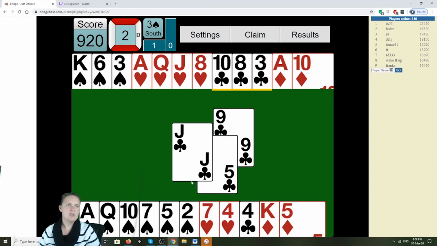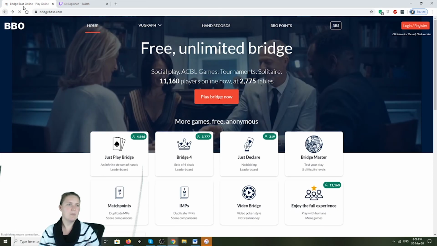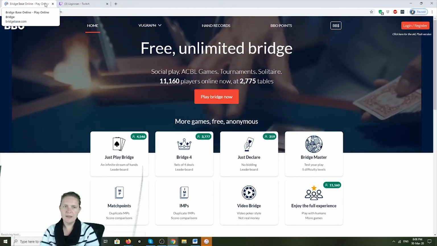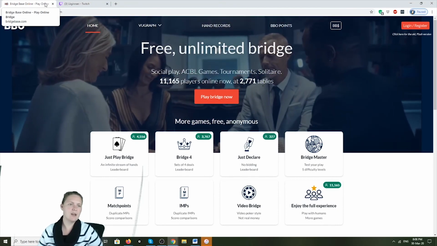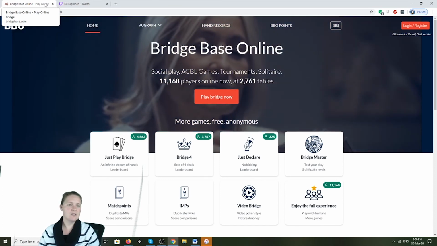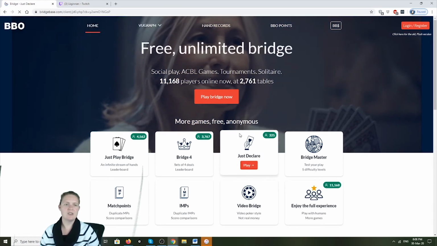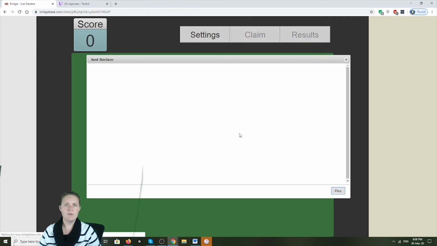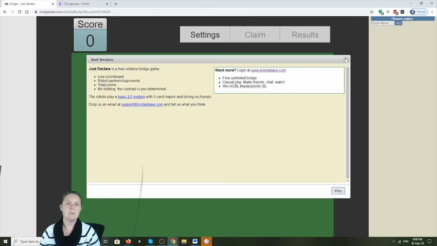Now, what I want you to do at this stage is to leave. All you simply do is click back or close it. Now, if you're not feeling too comfortable with the idea of playing bridge online, what I really want you to do is just simply click on that Just Declare feature now and get yourself into playing the hands there.